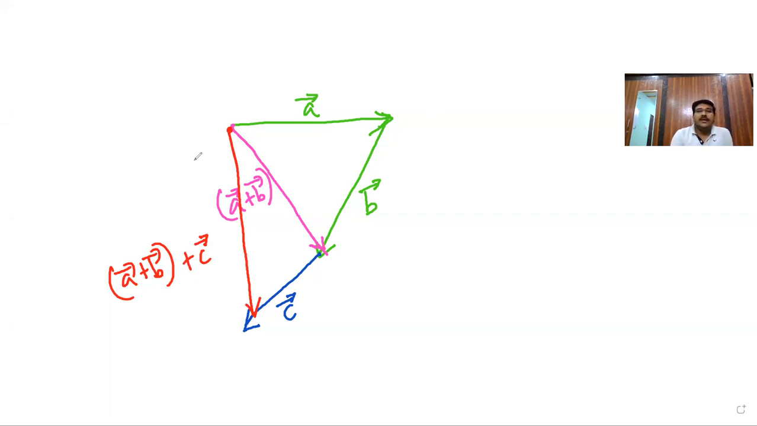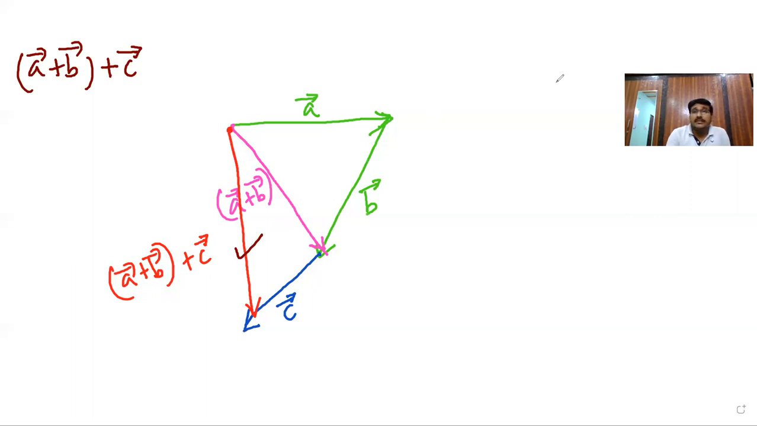This is the left-hand side of the associative law. Left-hand side of the associative law is A bar plus B bar. Two vectors are added. To these two vectors, third vector is added, C bar. Okay. Now, the resultant of this is this one.